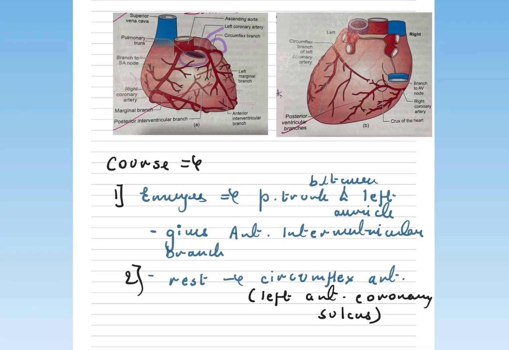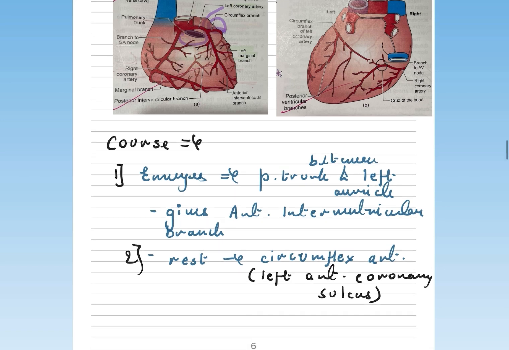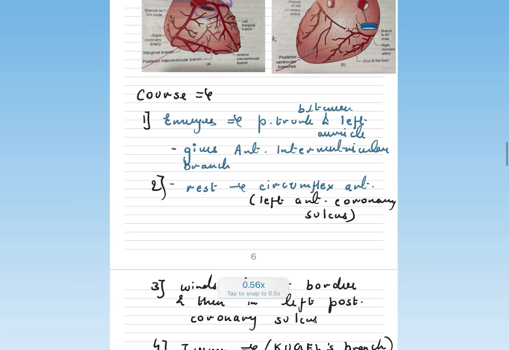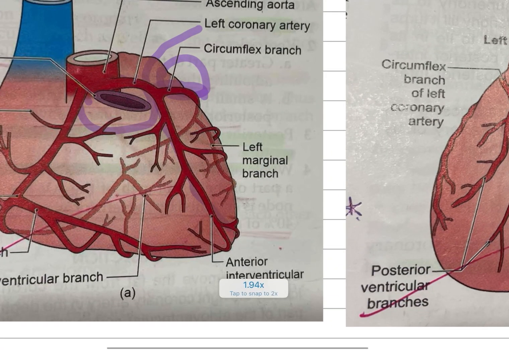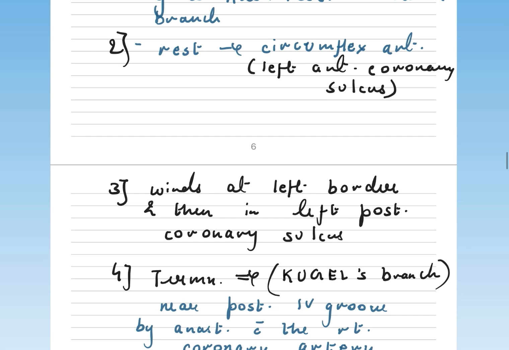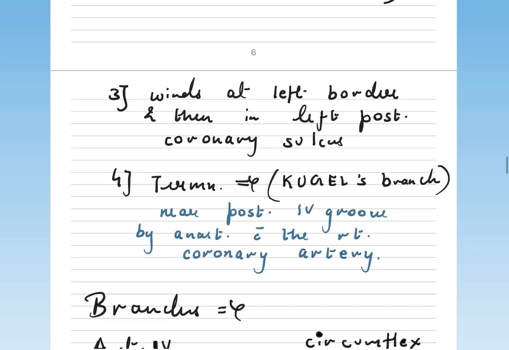And here only it gives the anterior interventricular branch, which travels downwards, and the rest continuing artery will be known as the circumflex artery. And this circumflex artery will be traveling in the left anterior coronary sulcus. Then as you can see, the circumflex artery winds at the left border of the heart and goes backwards. And in backwards, it travels in the left posterior coronary sulcus.